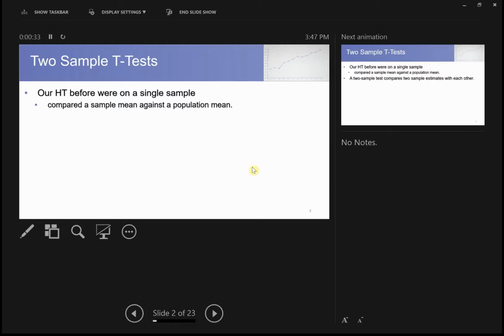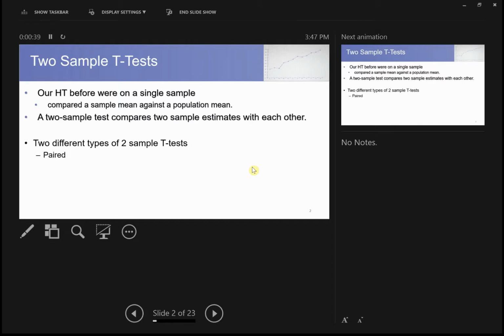Now, what happens when we have two samples? This is a different problem. It's a situation that happens a lot: we want to compare two different populations. We don't have either one, all we have is samples from the two. What can we say? It turns out there are two flavors of this test. One's called paired and one's called unpaired, and we're going to discuss what that means.